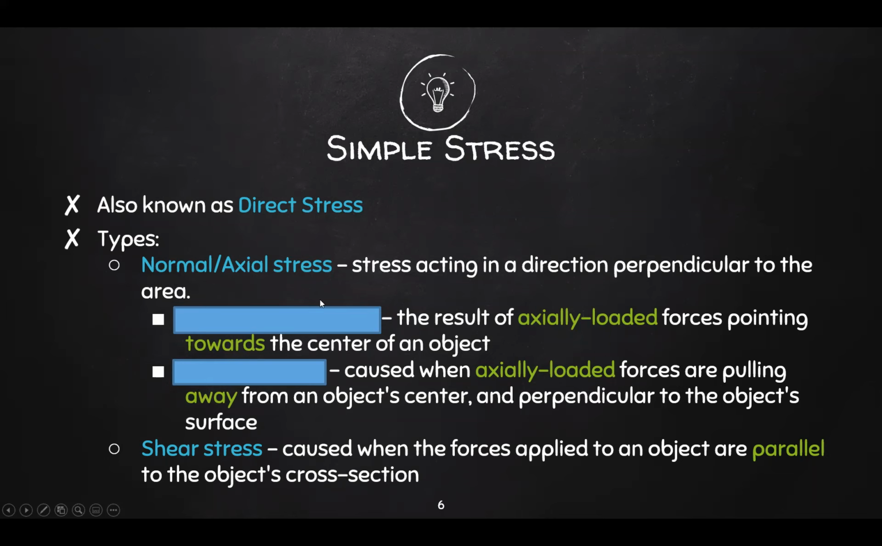Let's start with normal. Normal or axial stress is the stress acting in a direction perpendicular to the area. Now, within that, we have two more kinds. First kind of stress, it's the stress that is the result of actually loaded forces pointing towards the center of an object. The other one is caused when actually loaded forces are pulling away from the object's center and perpendicular to the object's surface. Now, based on the definition, what is the first one referring to? What do we call this first kind of stress? Correct, it's compression stress.